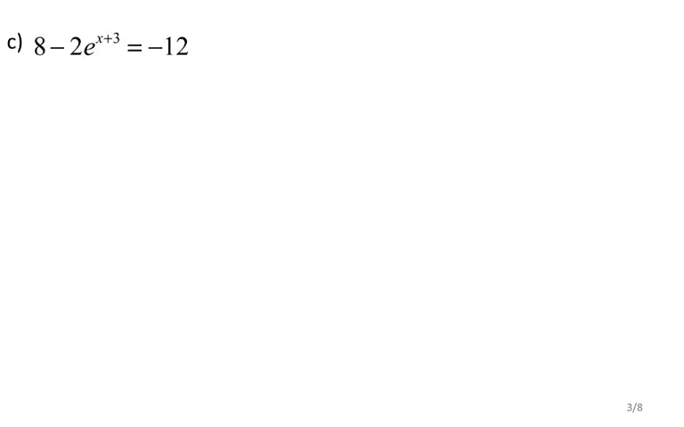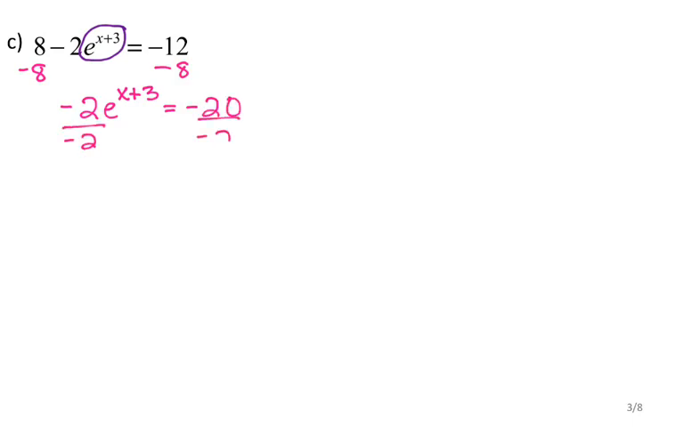Letter C, again, I want to start by isolating my exponential function. Here's my exponential function. It has a base e. I'm going to start by getting rid of this 8. Since it's positive, I'm going to subtract. So I'm going to subtract 8 from both sides. That gives me negative 2 e to the x plus 3 equals negative 20. Still want to get rid of this negative 2, so I'm going to divide. And that gives me e to the x plus 3 equals positive 10.